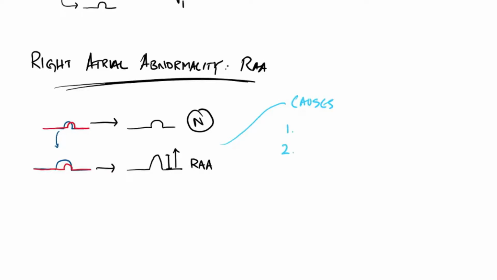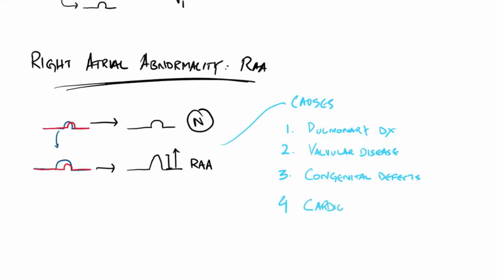There can be numerous causes for this, basically bunched into 4 categories. The first one is pulmonary disease, so you've got COPD, asthma, pulmonary embolism. The second cause is valvular heart disease, so you've got some kind of tricuspid disease. Then you've got the congenital conditions, acquired tricuspid disease. And then the final thing is a cardiomyopathy, which could be arrhythmogenic right ventricular cardiomyopathy. This characteristic pattern is also known as P pulmonale.